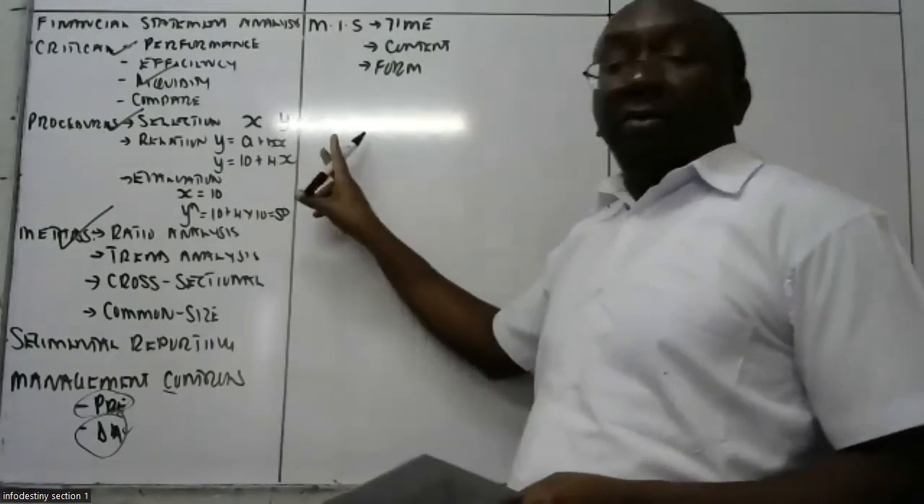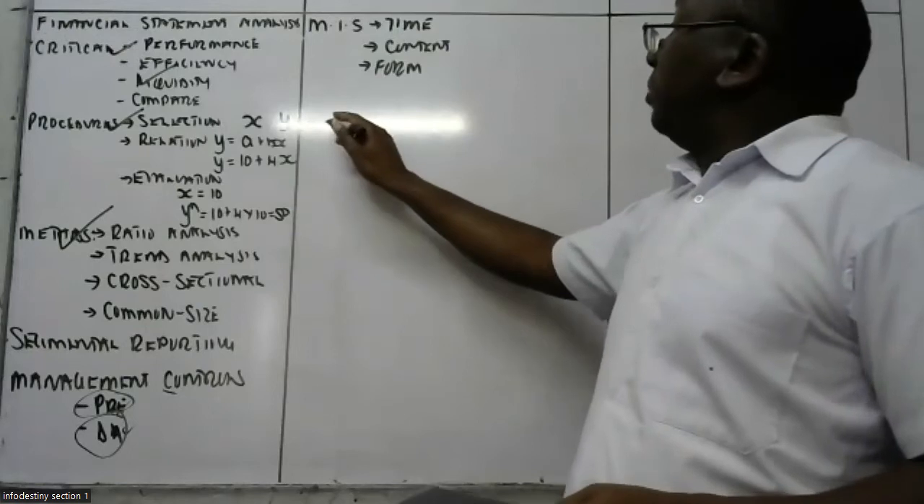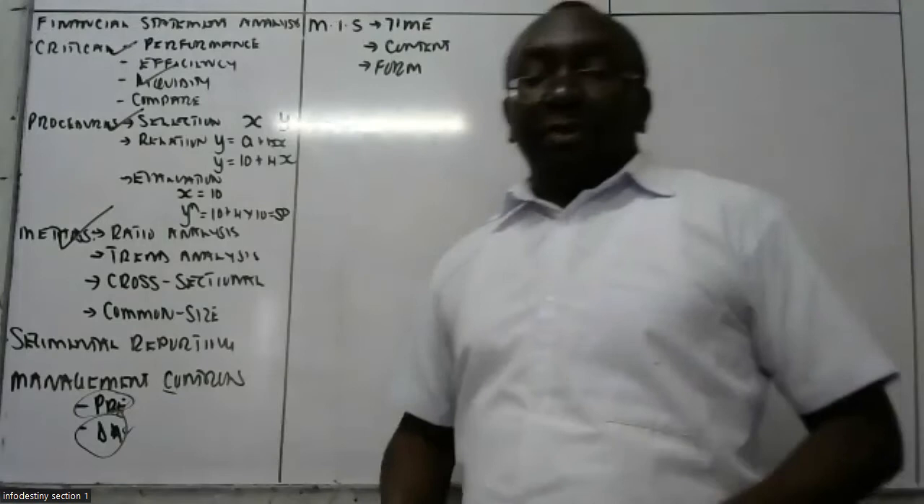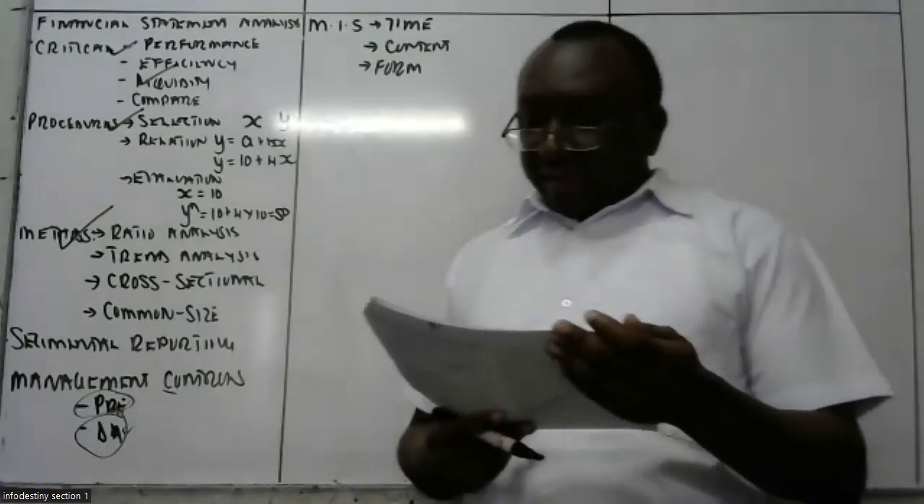Like now, when I write somewhere here, you see that part is not clear. You cannot see what I've written. So you must ensure that there is clarity.